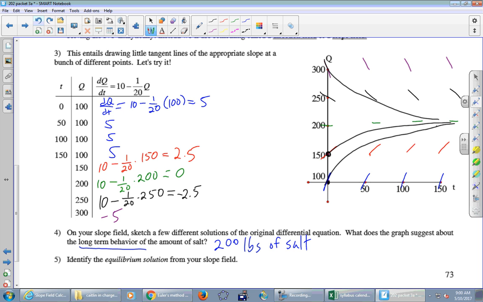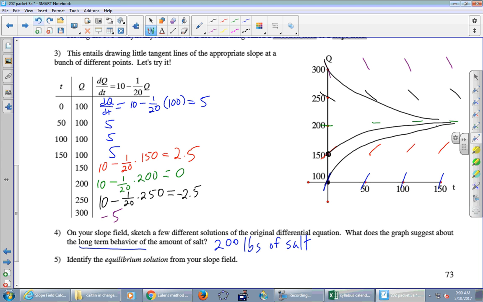In our case, how much salt did we start with? 4 pounds. And so we're way below what this graph paper says, but we're going to increase really fast in the beginning and then slow down, slow down, slow down, and level off at that 200.